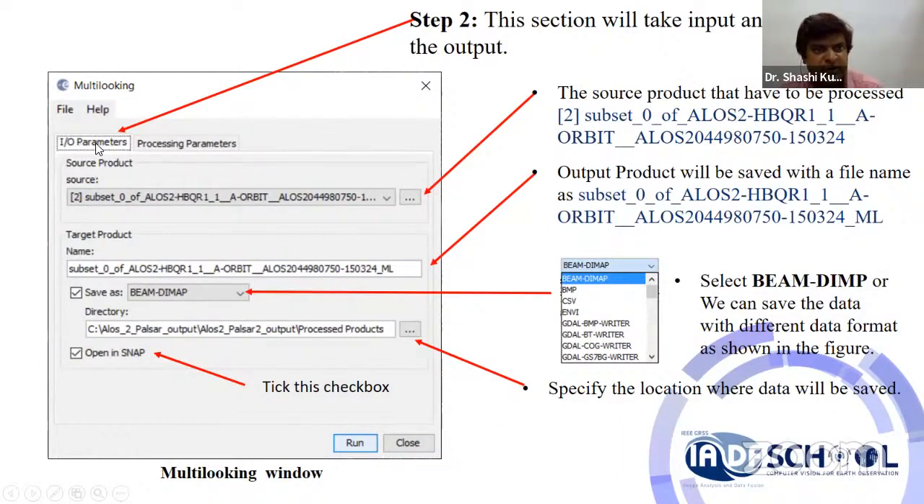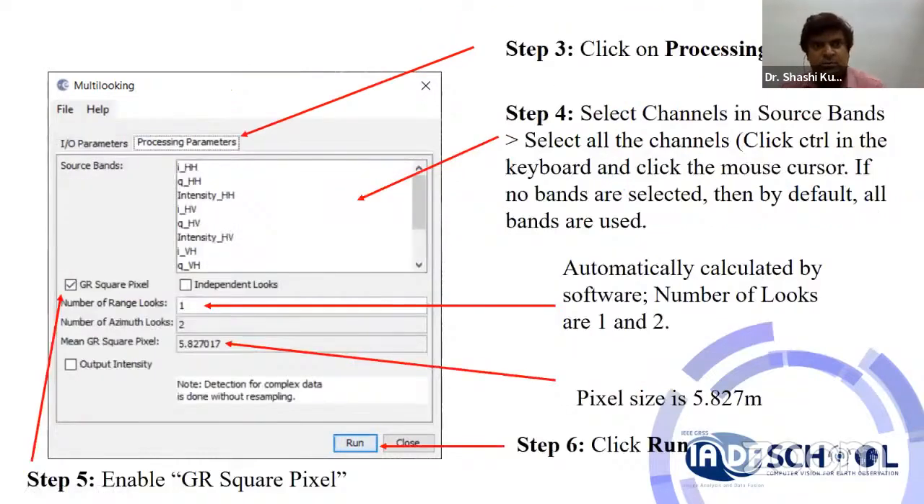Now after that, we are going for the processing parameters. In the processing parameters, by default all will be selected, so no need to select one. If one is selected to do the processing with one polarimetric combination, then also it is possible, but I will suggest not to select a particular polarization. I will simply press Control A so that all the polarimetric combinations will be selected and the processing could be done.